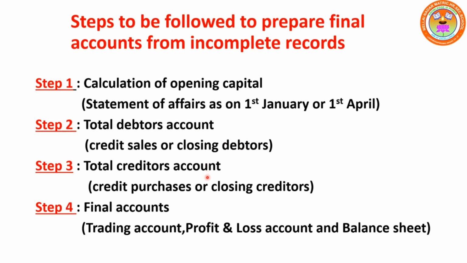Then move on to step 3, total creditors account. Look at the question and verify whether both details are given. Yes, credit purchase is given, 1,80,000, and the closing creditors value, 90,000, is also available in the question. So it is not necessary to prepare. Step 1 is not necessary, step 3 is not necessary, whereas step 2 we have to prepare to find the closing value of debtors. So first we prepare the total debtors account, and only then the final accounts.